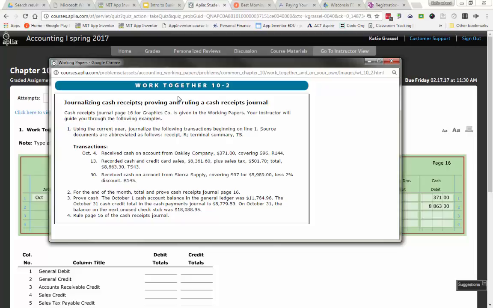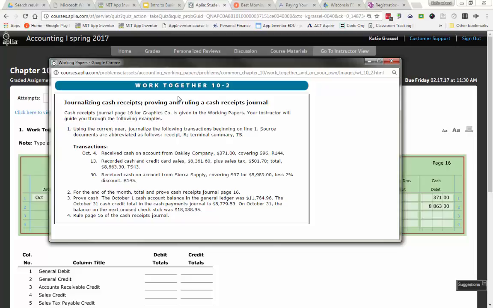We have said, Sierra Supply, you're an amazing customer of ours. We really like doing business with you. And we're going to say, customer, if you pay us within 10 days, I'm going to give you a 2% discount. Remember we talked about that before in our purchases discount? Well, we're going to do the same thing to our customers.